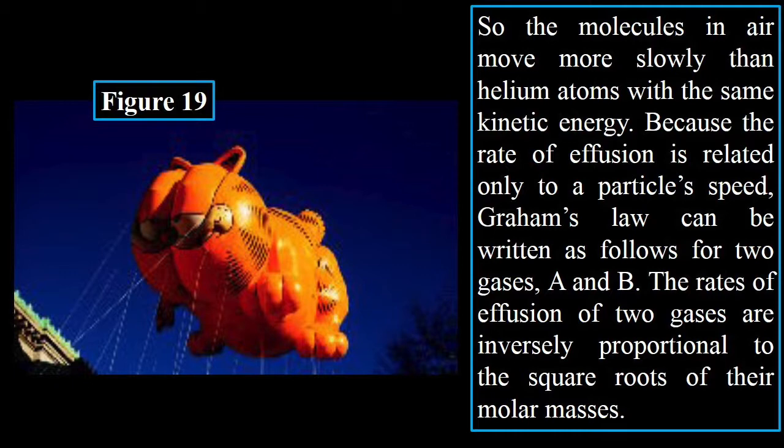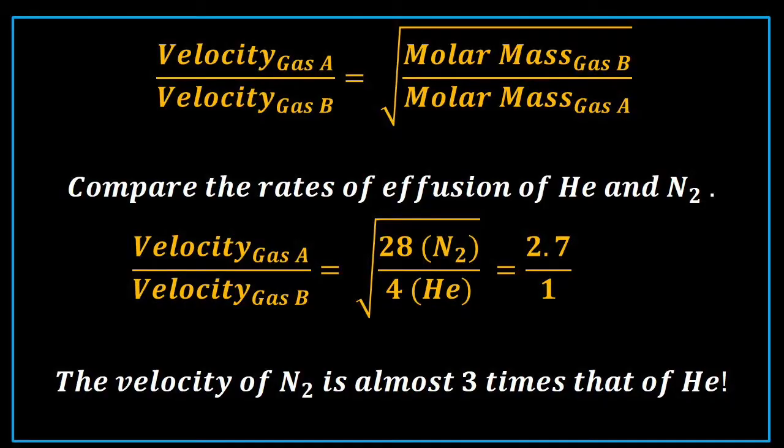So let's look at the equation and see if we can maybe make some sense out of it. Here it is. Velocity of gas A divided by velocity of gas B equals the square root of the molar mass of gas B over the molar mass of gas A.